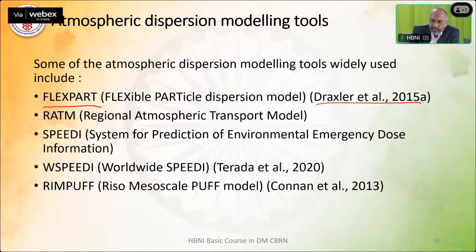And there is the regional atmospheric transport model, SPEEDI, the System for Prediction of Environmental Emergency Dose Information. So there are certain generic tools that are available, and there are certain tools developed by certain agencies for their own handling of emergencies, and that has become a universal tool as well. That is a widely acceptable tool as well.